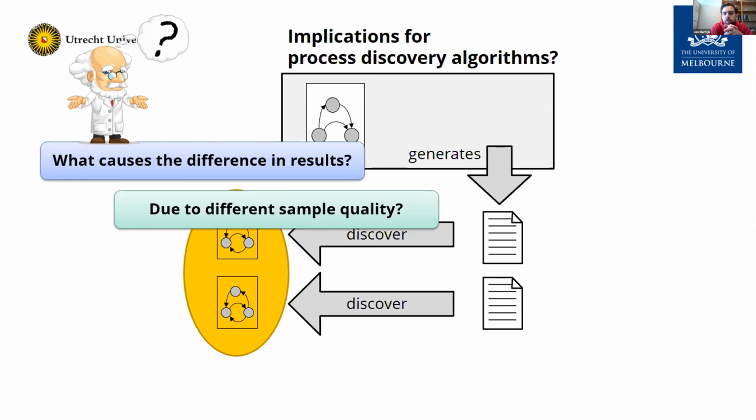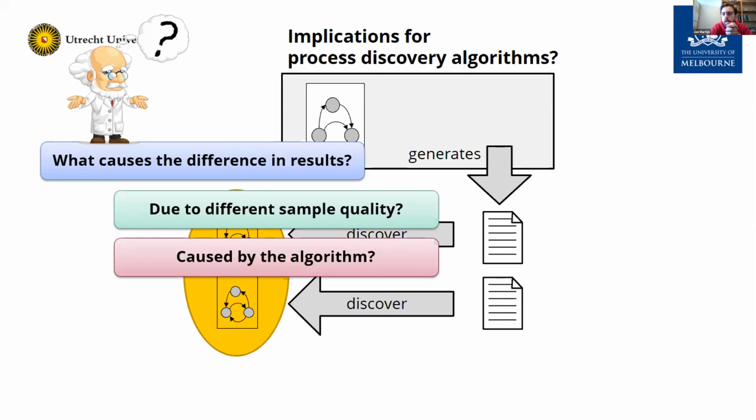But what if it's not about the sample quality, but it's something caused by the algorithm? How do we know that this difference is not caused by the algorithm, but that it is because of the input that we have?